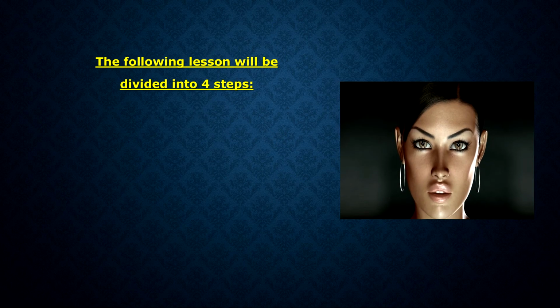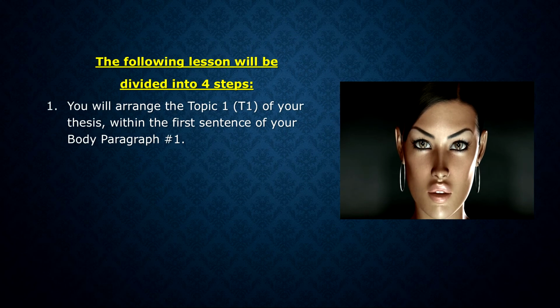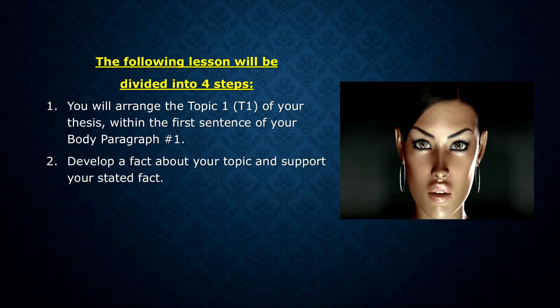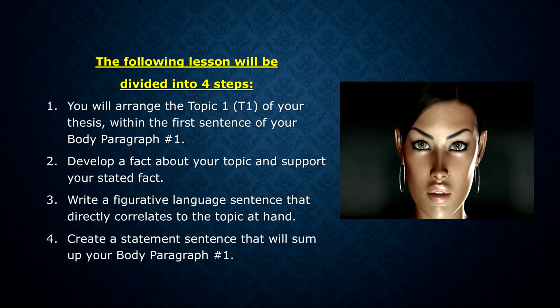The following lesson will be divided into 4 steps. Step number 1. You will arrange the topic 1, T1, of your thesis within the first sentence of your body paragraph number 1. Step number 2. Develop a fact about your topic and support your stated fact. Step number 3. Write a figurative language sentence that directly correlates to the topic at hand. And finally, step number 4. Create a statement sentence that will sum up your body paragraph number 1.